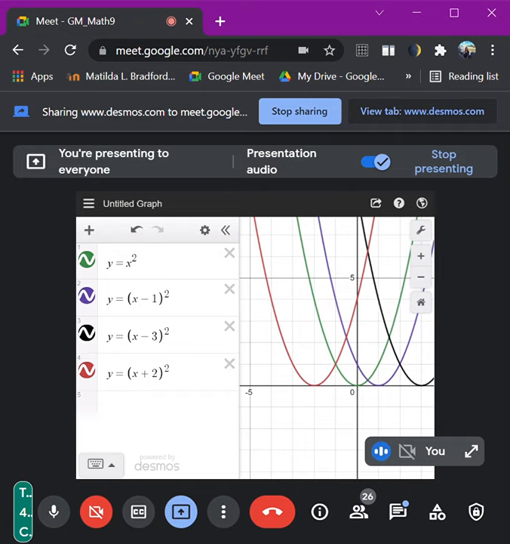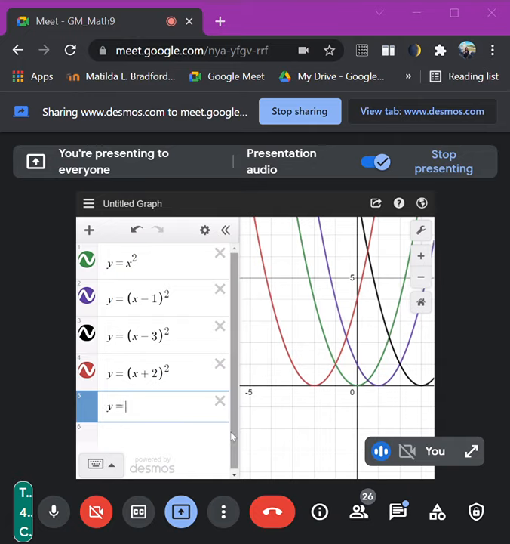As you can see here, the red one is to the left. It moved 2 places to the left, because it is negative 2. Meaning to say, if it is negative 2, the movement is to the left. Okay? Now, let's have our last one, which is y is equal to x plus 4, and then squared.